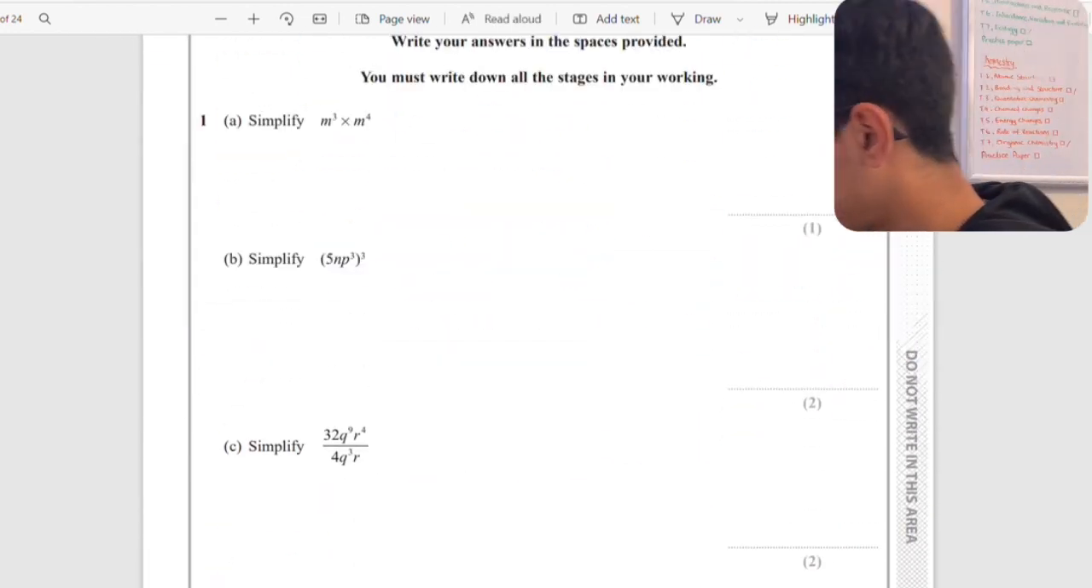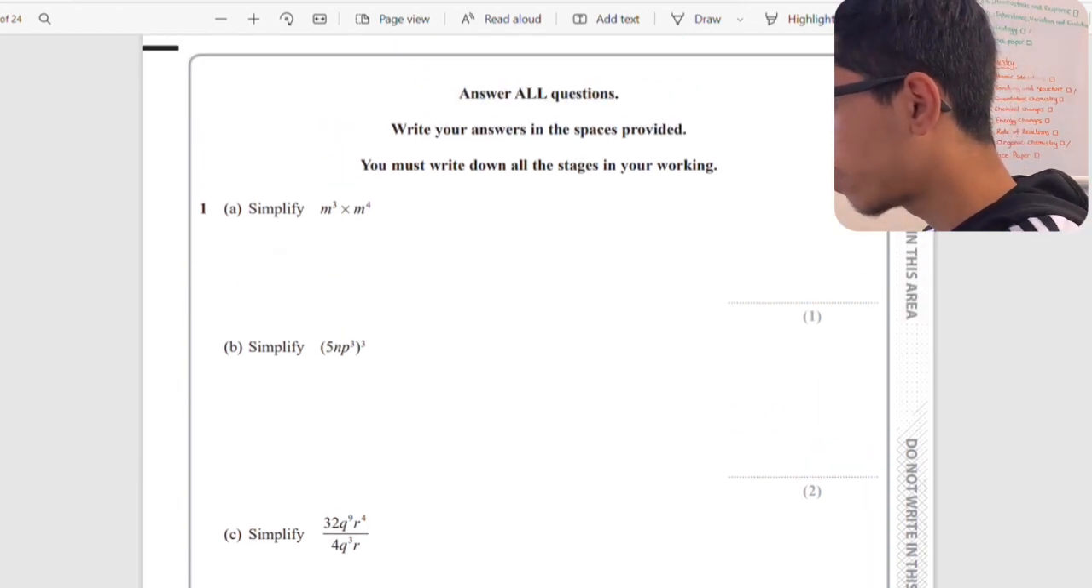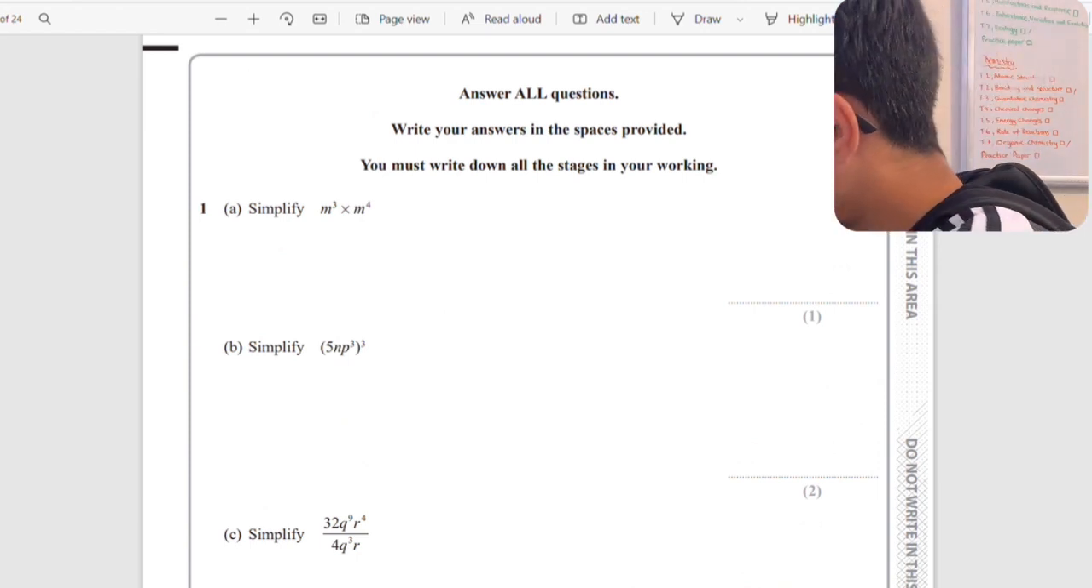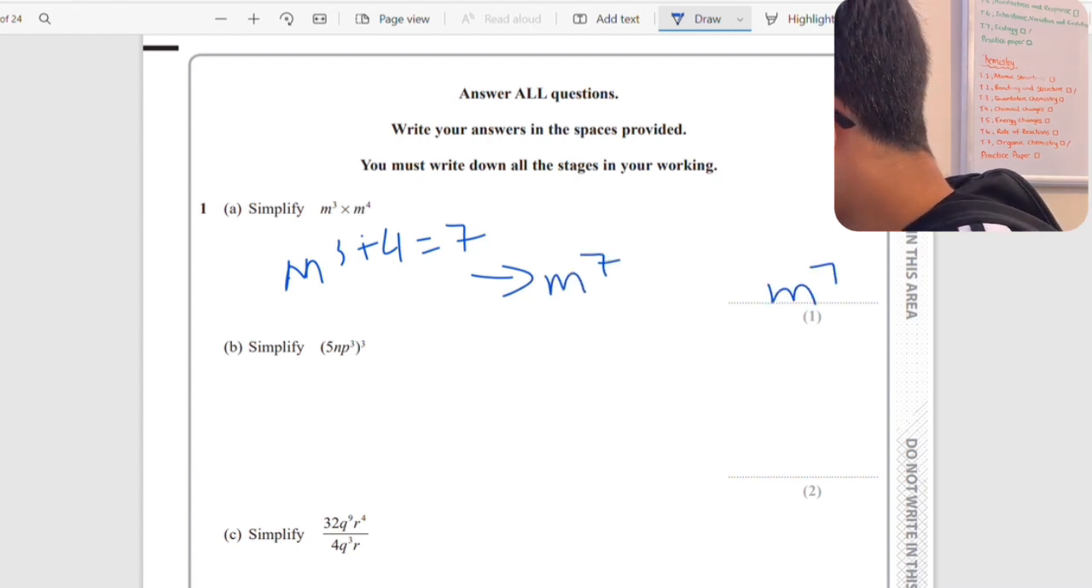Simplify m to the power of 3 multiplied by m to the power of 9. When you're multiplying powers, they add. So the answer is m to the power of 12 for number 1.